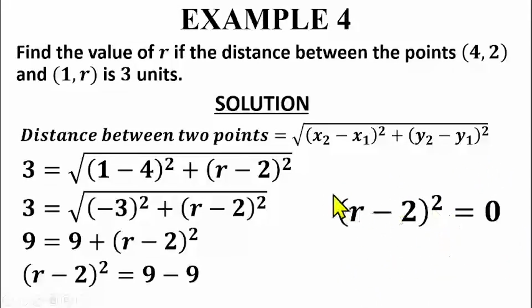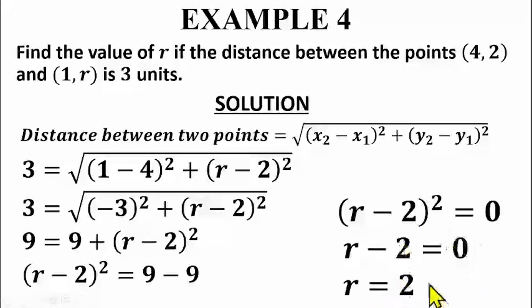So if I find the square root of both sides, the square root of this will take care of the square here, and the square root of 0 gives us 0. So you have r minus 2 equals 0. Then collect like terms here, so r will be equal to 0 plus 2, that gives us 2. So that means our r is equal to 2.